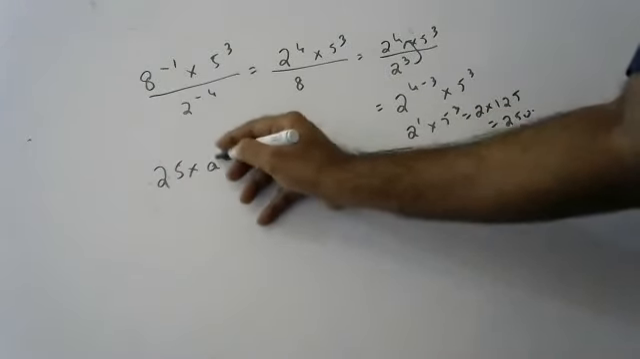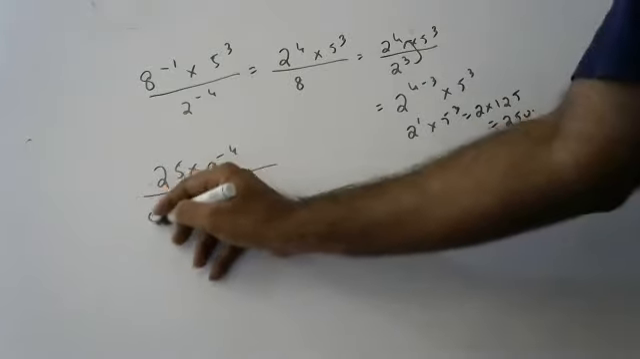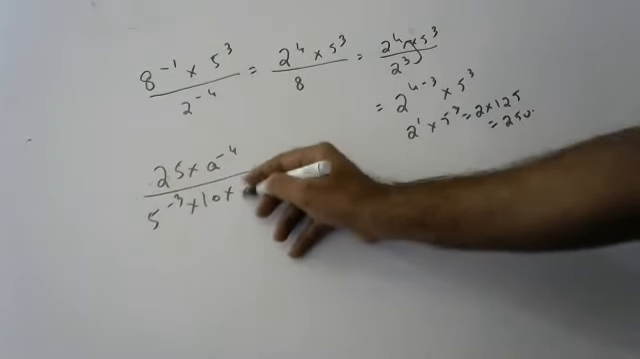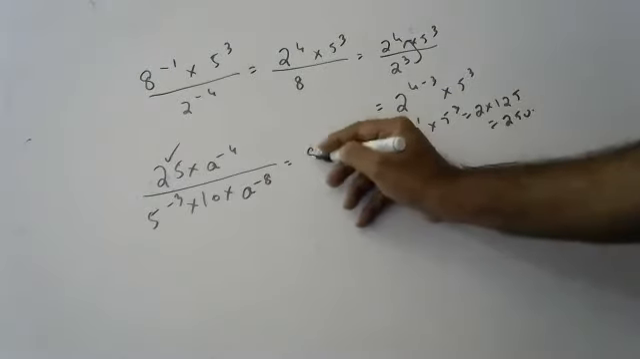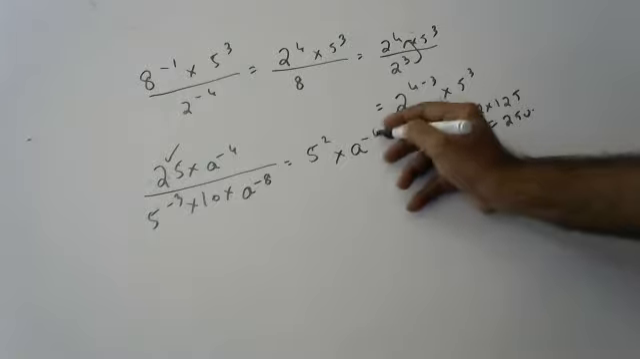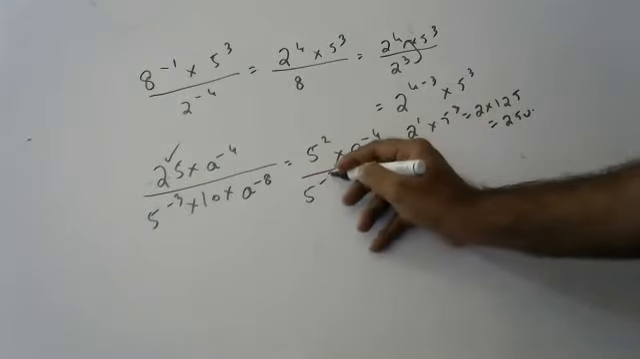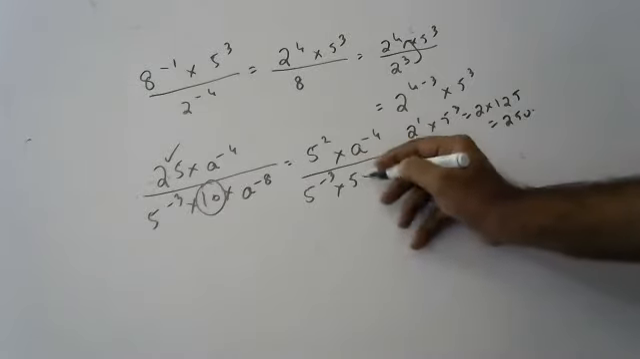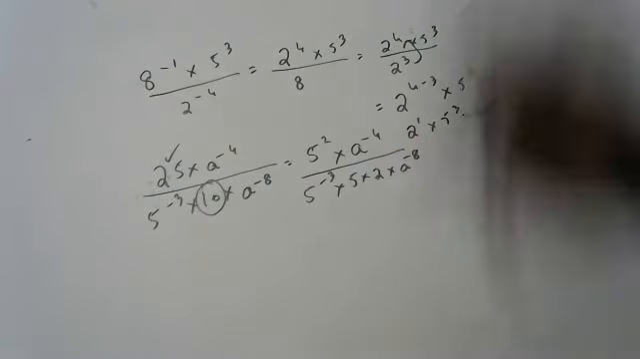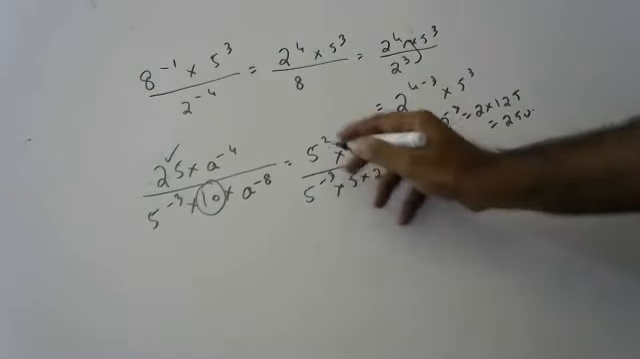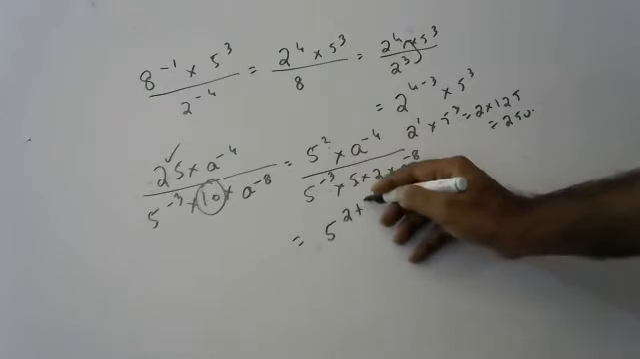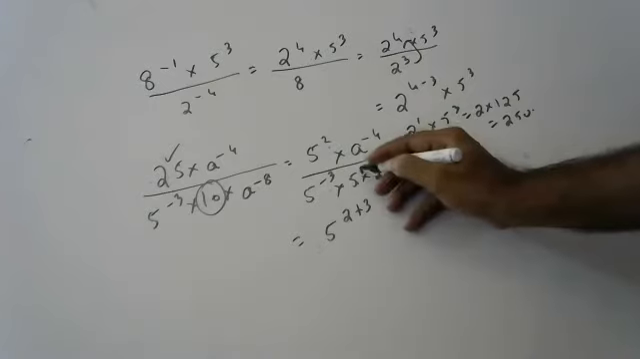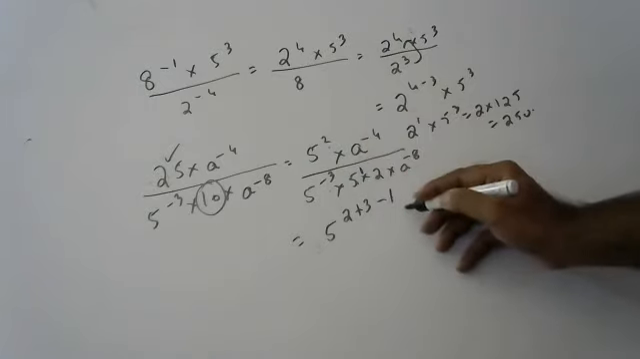Harsha. Yes, sir. 25 into a to the power of minus 4 by 5 to the power of minus 3 into 10 into a to the power of minus 8. We can write as 5 square, sir. Into 1 by 5 power minus 3 into 10, sir. 5 into 2 into a to the power of minus 8. Okay. Take this all up. 5 to the power of 2, minus 3 if it goes up, plus 3. Into 5, plus 1 if it goes up, minus 1.